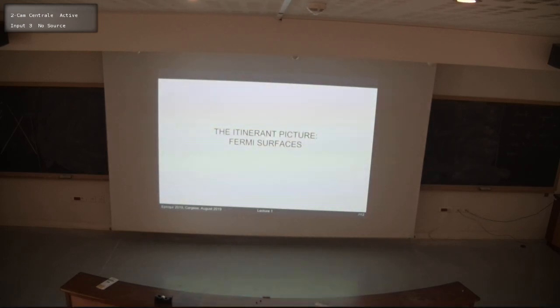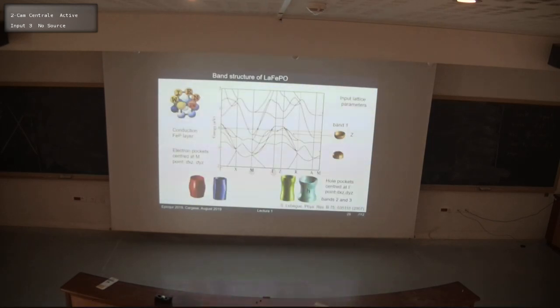Okay, so now I want to focus on the itinerant picture to understand this material. In particular, I will talk about Fermi surfaces. As I mentioned before, some of these materials are better metals than others. So this is lanthanum iron phosphorus oxide. This is the first one discovered. It has a TC of about 4 Kelvin, and it's a reasonably good metal. So in principle, we should be able to understand it quite easily.